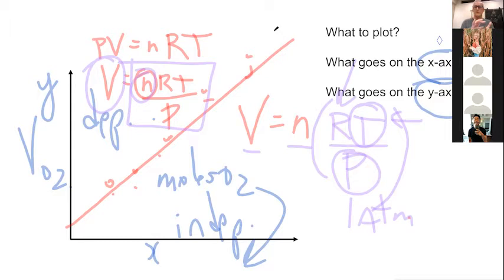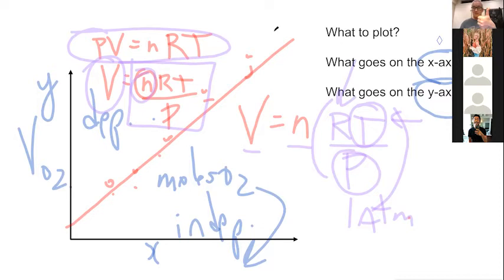Just rearrange the ideal gas law. That's why I love the ideal gas. We can just rearrange it any old way we want. And we can solve for P, we can solve for V, we can solve for N, we can solve for R, we can solve for T, we can solve for any of them we want, as long as we know all four. And in this instance, we do know all four.